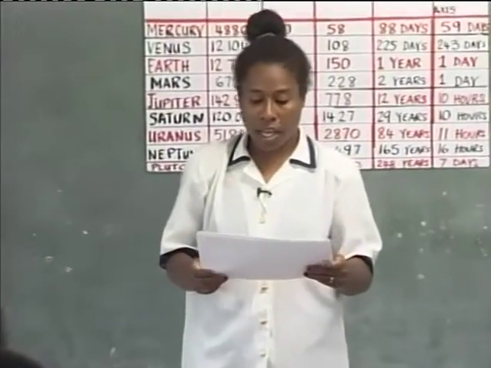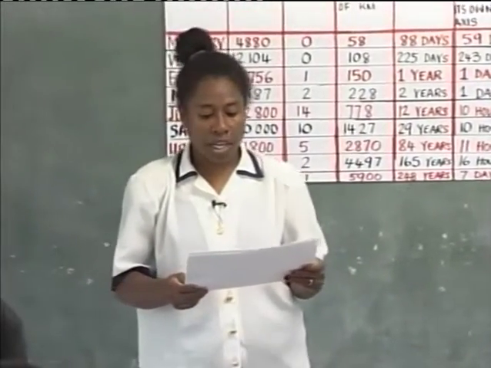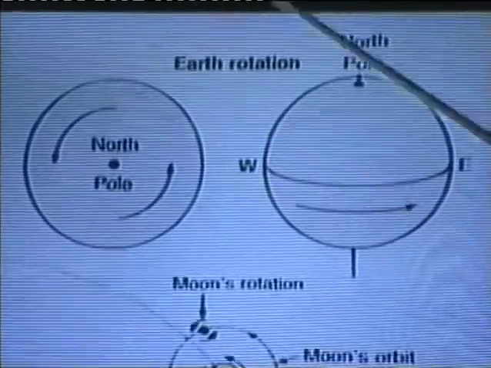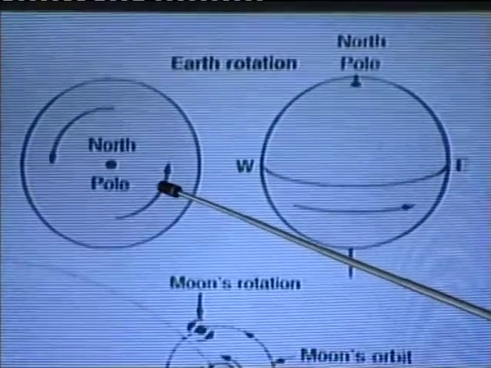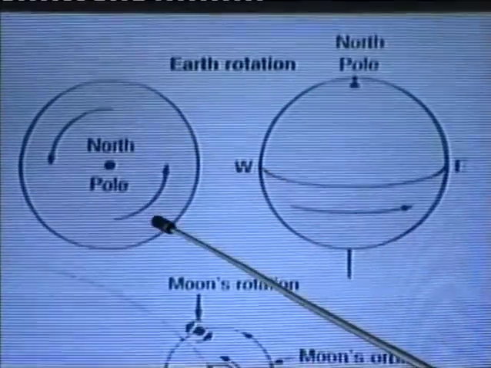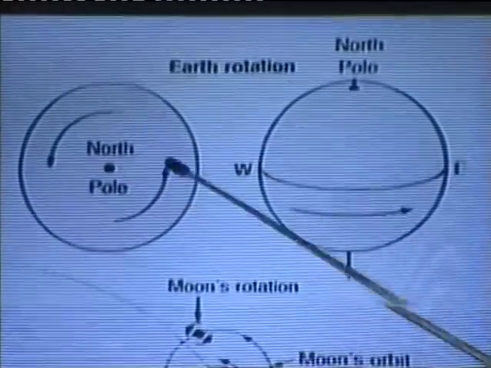By imagining ourselves looking down on the Earth from above the North Pole, the direction of the Earth's rotation would be seen as anti-clockwise. Okay, here you can see these two arrows. They are showing the rotation of the Earth. And if we stood above and looked down, then we would have seen the anti-clockwise rotation of the Earth. And that's what the diagram is explaining.